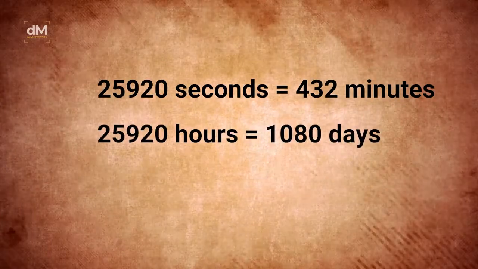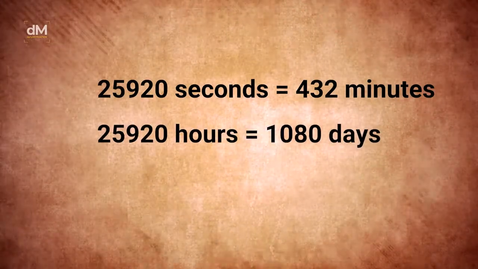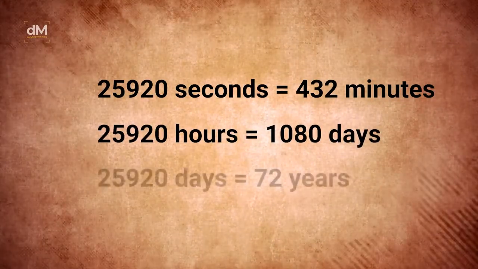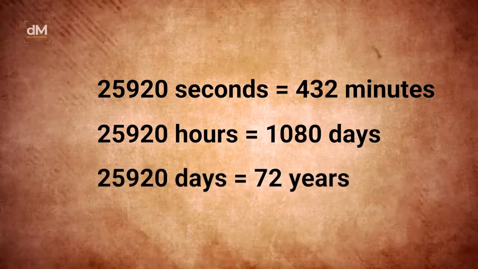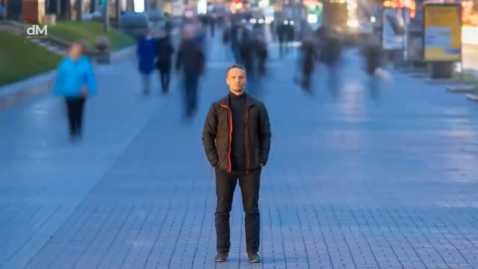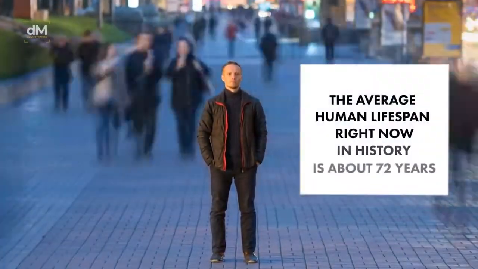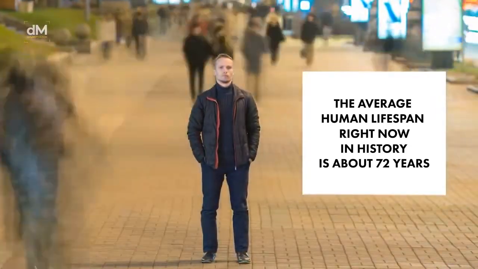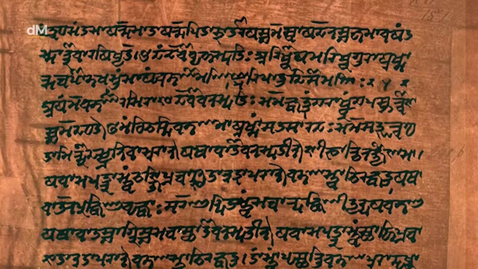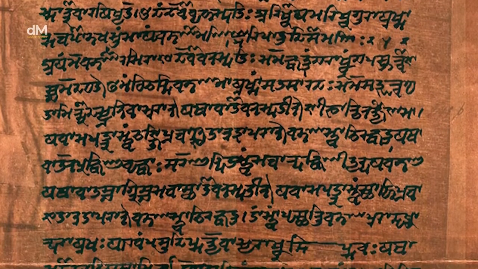25,920 hours in turn is 1,080 days. And 25,920 days is equal to 72 years in the sacred calendar, which is interesting because I think most determinations of the average human lifespan right now in history is about 72 years. In the Vedas, they had various ways of encoding references to numbers.